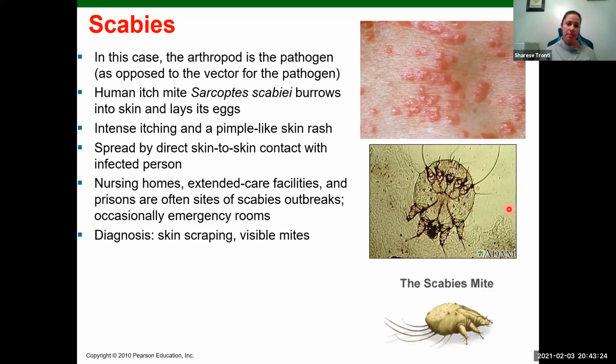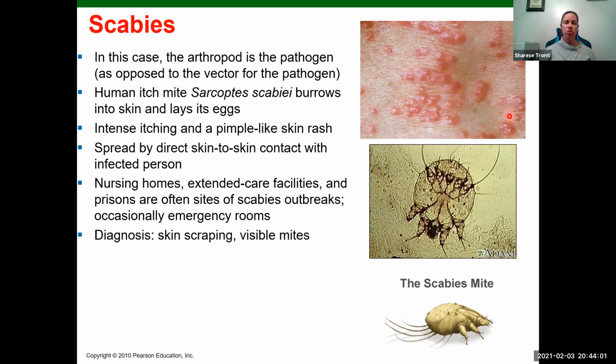Lastly, we're going to talk about scabies. So scabies is a little bit different. Scabies is not carrying a pathogen. Scabies is pathogenic in itself. So in this case, the arthropod is causing disease directly. It's causing disease because it's burrowing in the skin and laying its eggs in the skin directly. So scabies is a mite, and mites burrow in the skin and lay their eggs. This is going to lead to intense itching and this rash that we see here.